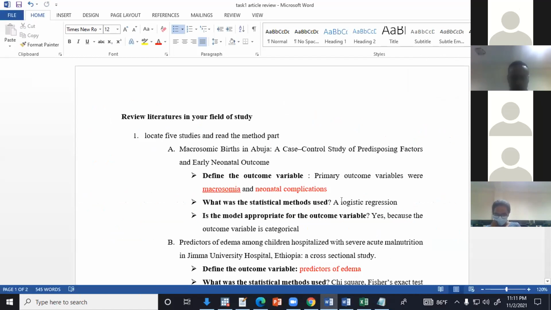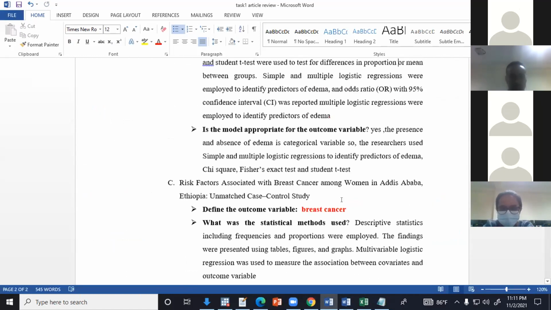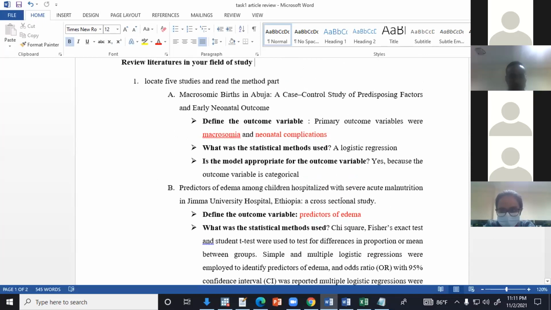Here is my task 1. I have reviewed five literatures. The first one was macrosomic births in Abuja, a case control study of predisposing factors and the early neonatal outcome. The outcome variable was macrosomia and neonatal complications. The statistical method used was logistic regression. Yes, because the outcome variable is categorical and logistic regression is appropriate.